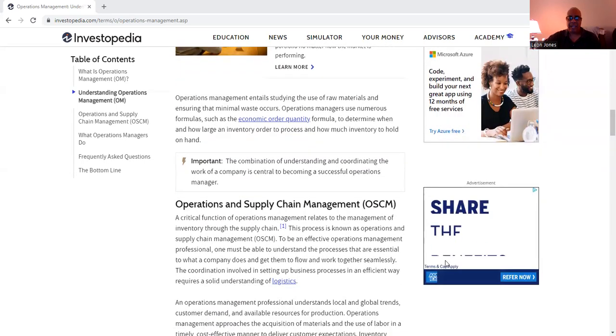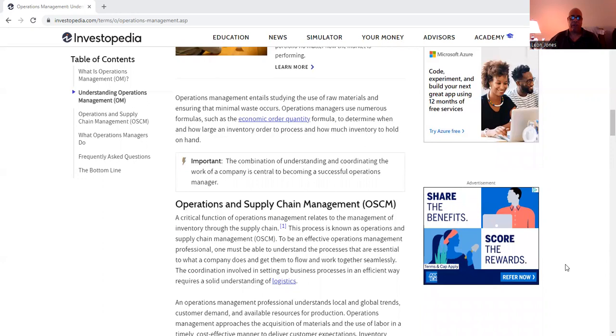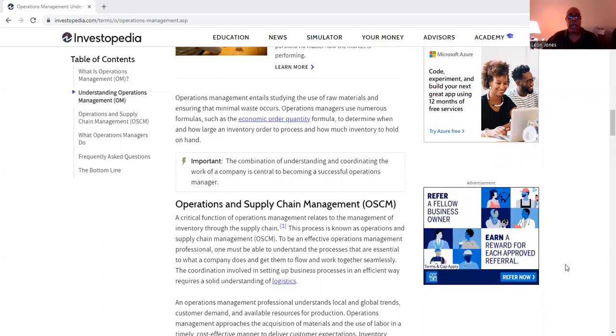Operations management entails studying the use of raw materials and ensuring that minimum waste occurs. Operations managers use numerous formulas such as the economic order quantity formula to determine when and how large an inventory order to process and how much inventory to hold on hand. Important: the combination of understanding and coordinating the work of a company is central to becoming a successful operations manager.